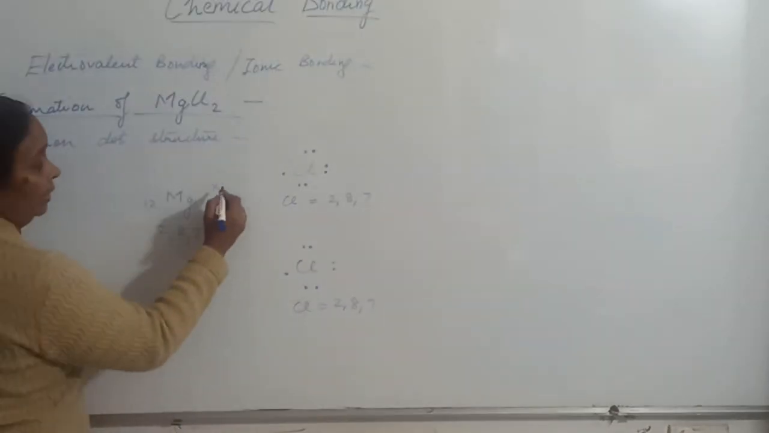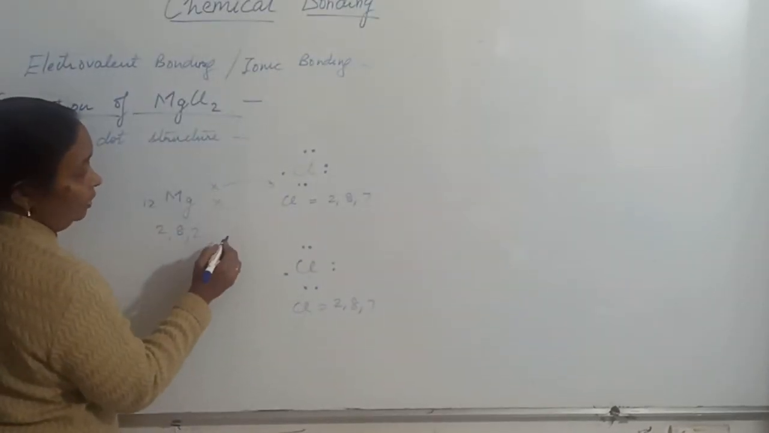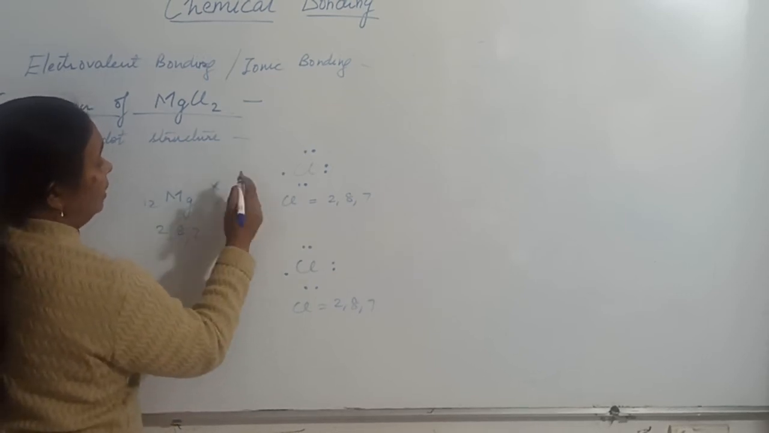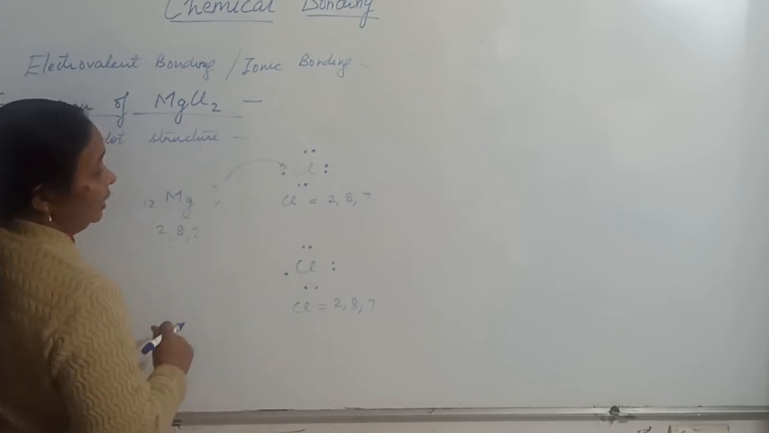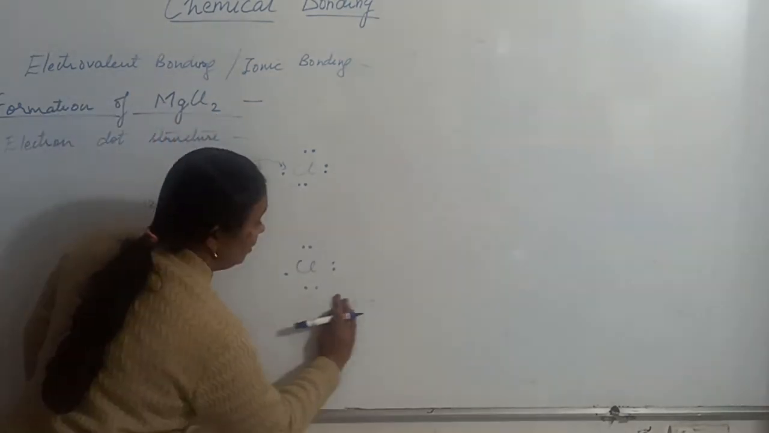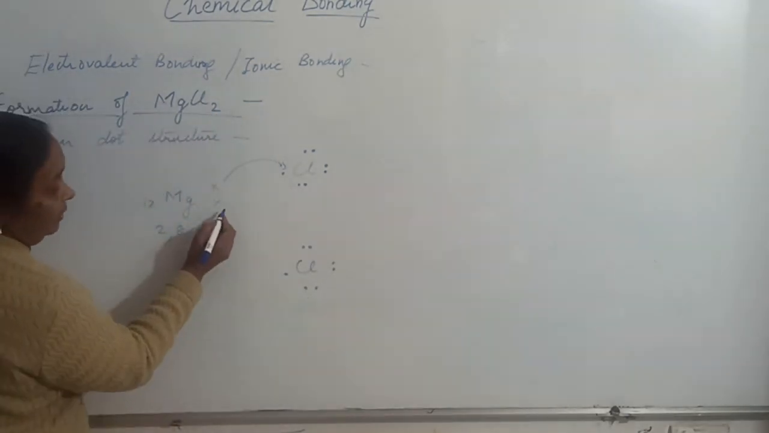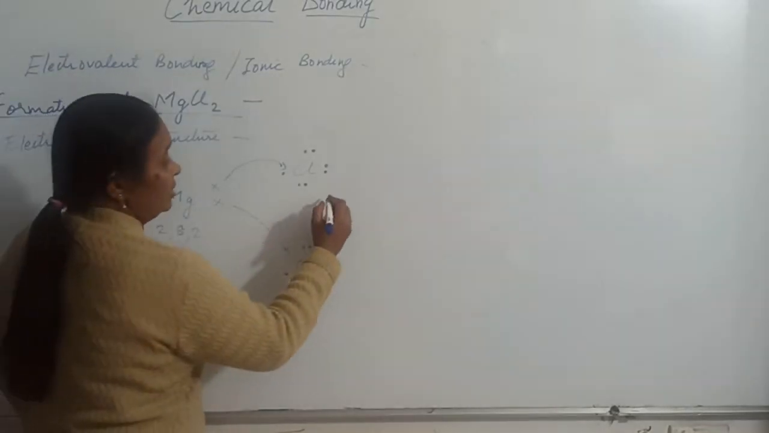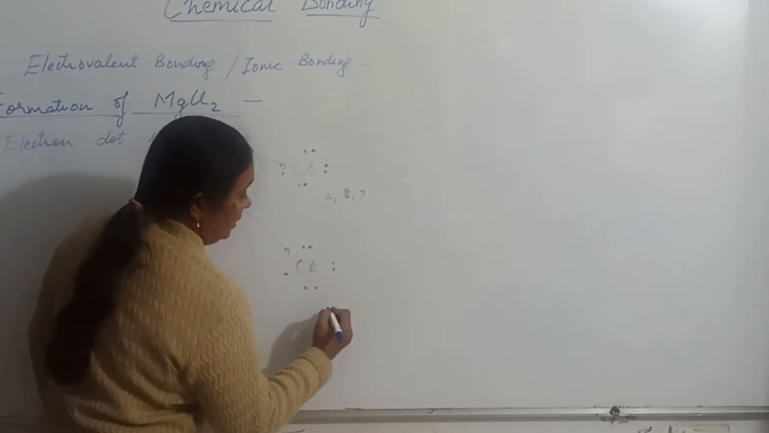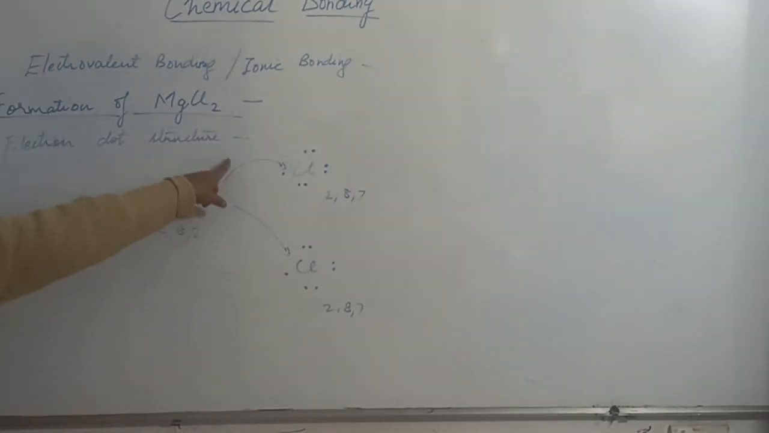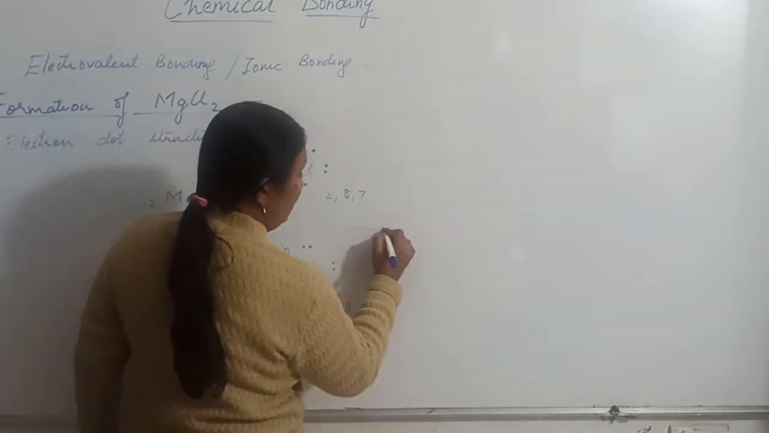Now what will you do? You will show the transfer of electron. So to the first chlorine, 1 electron. To this chlorine, leave it here, just don't write it over here, it will create a confusion, and this chlorine. So to both the chlorines, this is 2, 8, 7, this is 2, 8, 7, both the chlorines you have transferred 1 electron from magnesium.